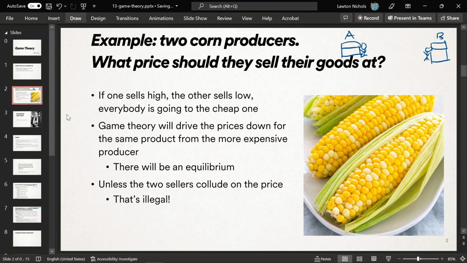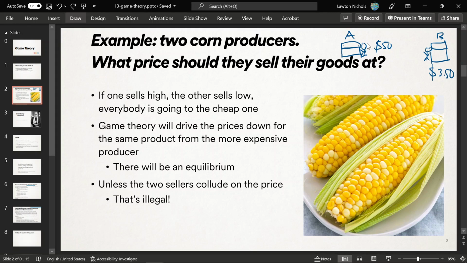Okay, so this is just economics at this point. If somebody sells their corn for very cheap, like person B is asking for $3.50 for an ear of corn, and person A is like, oh no, I have high-grade organic grass-fed corn for $50, everybody's going to go, for the most part, to person B, right? And they're going to make the most money. So if one sells high, the other sells low, everybody's going to go to the cheap one, except the people who want to show off, right? That is what's going to happen. And then game theory is going to tell us that person A will most likely lower their prices. That's the idea, okay? It will drive down the prices for the same product from the more expensive producer.